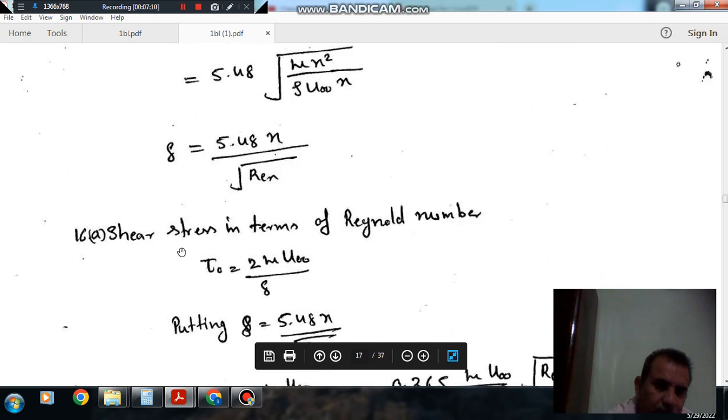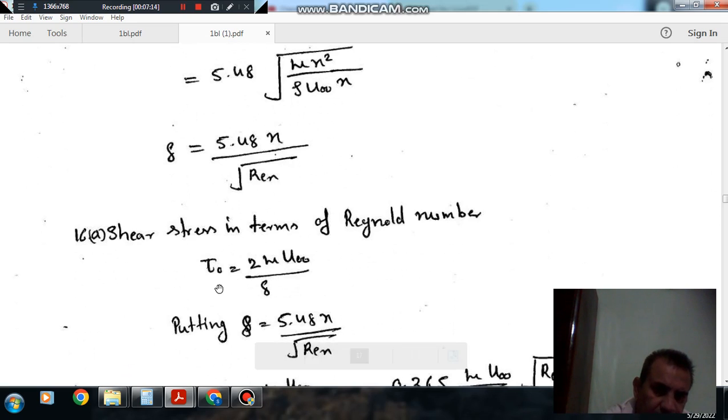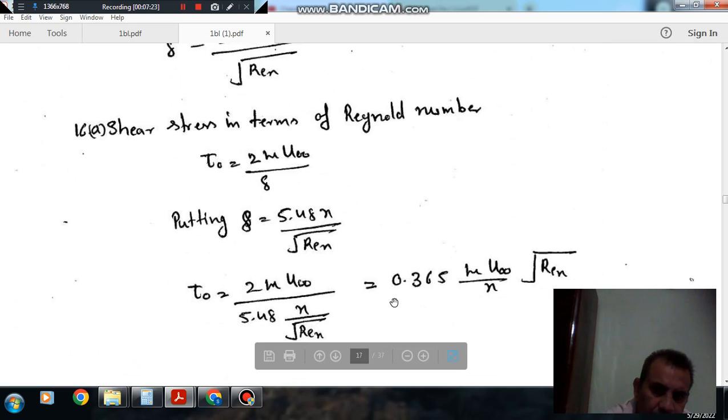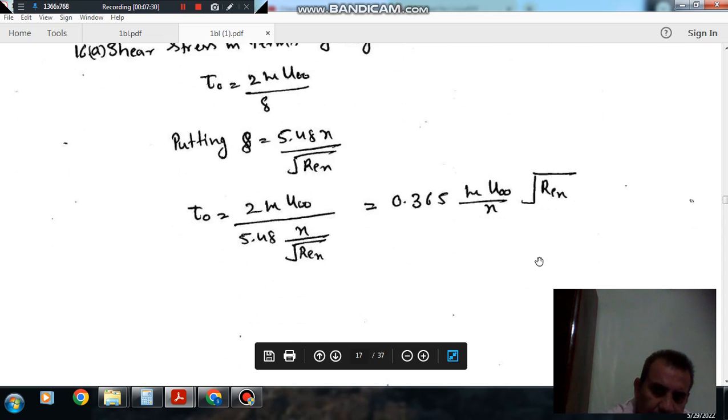So next is shear stress in terms of Reynolds number. The shear stress expression we have found out, this is tau naught equal to mu u infinity by delta. Now we have to find out delta in terms of x. We can put here delta and find out shear stress in terms of Reynolds number, that is 0.365 mu u infinity by x root Re.